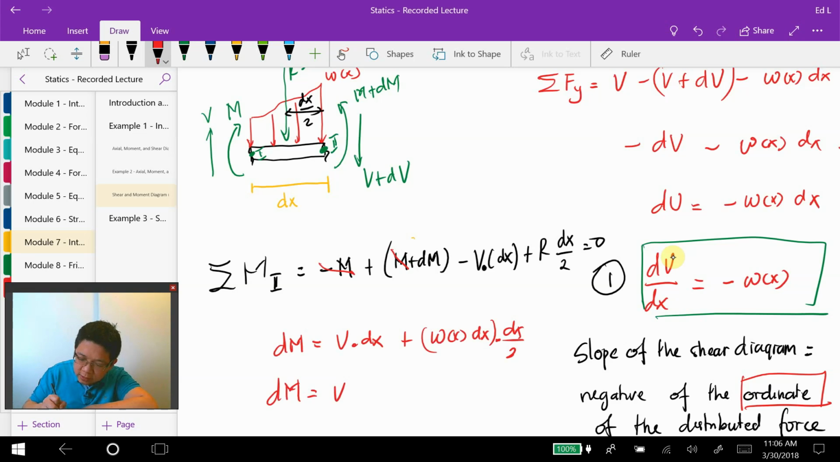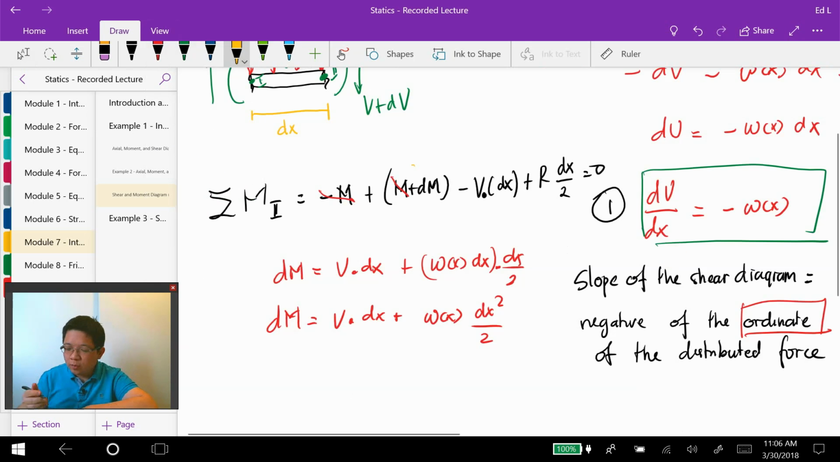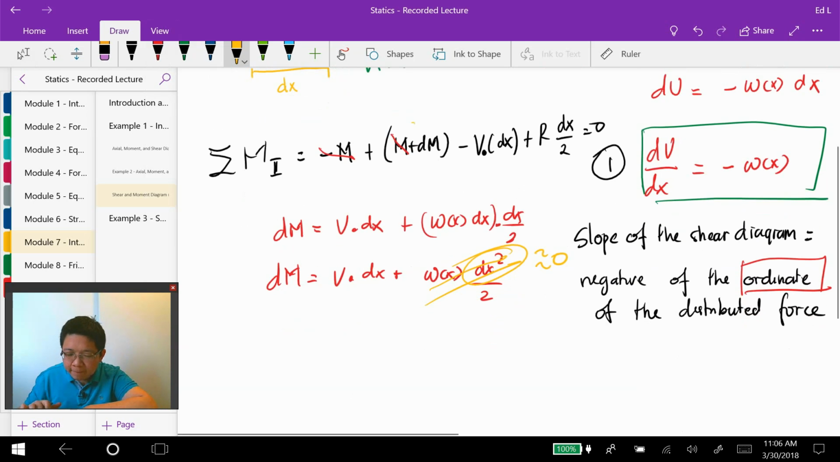So I obtain dM is V dx plus w(x) dx squared divided by 2, okay? And since we know that dx is very, very small, and the square of something very small is even smaller, we can ignore these terms, because it's close to 0. So finally, we get the final expression that dM is equal to V dx, okay?